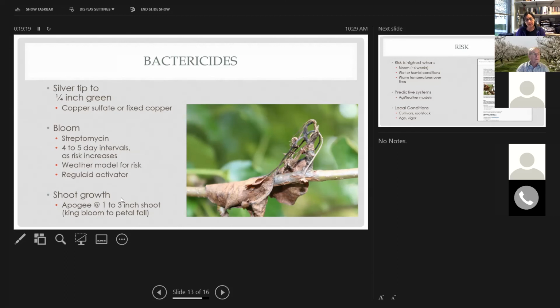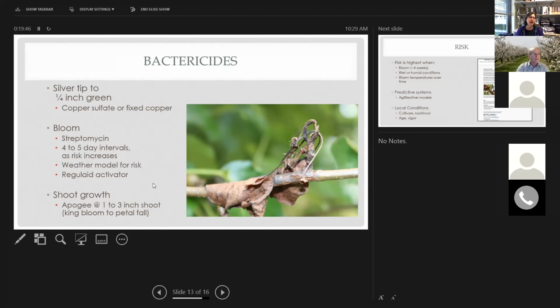Regulate, so with Regulate, you are going to reduce the amount of streptomycin from 1.5 pounds to 1 pound, and then add a pint of Regulate. And our colleagues in other states are saying this really improves the streptomycin efficacy. Streptomycin will remain, it will go systemic in the bloom, so it will remain there for about 4 or 5 days.